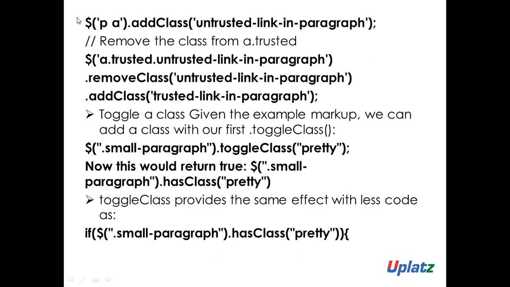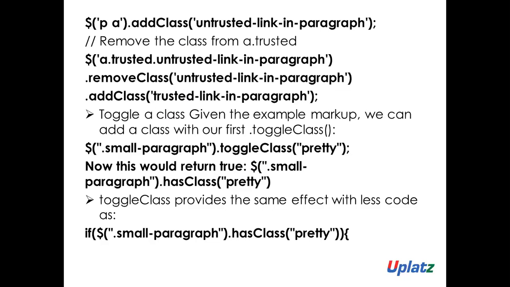So I have to add the class untrusted-link in the paragraph, which means I need to remove the class from a.trusted. So this is like removeClass and addClass. Next is toggleClass, and I will give an example markup. We can add a class with our first .toggleClass. So this is how you can add.